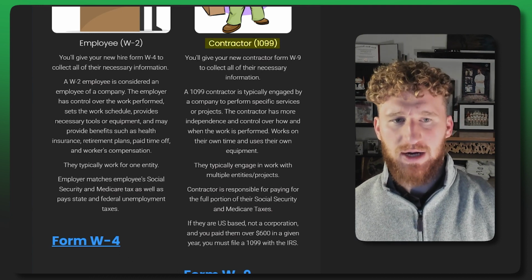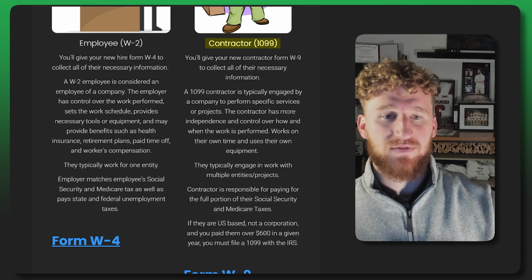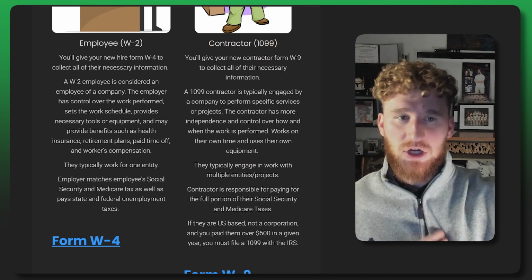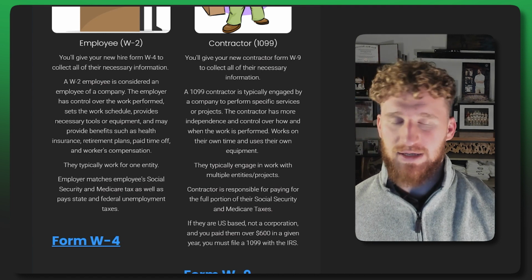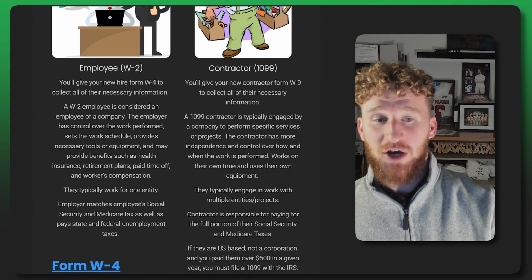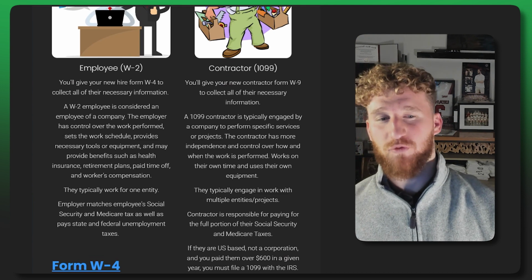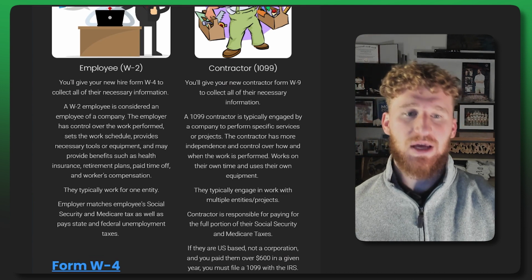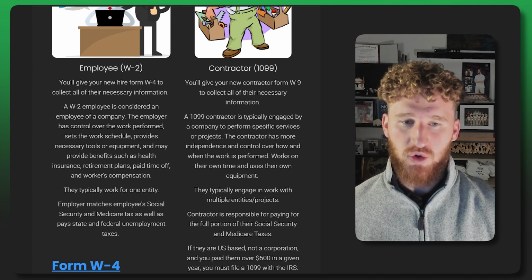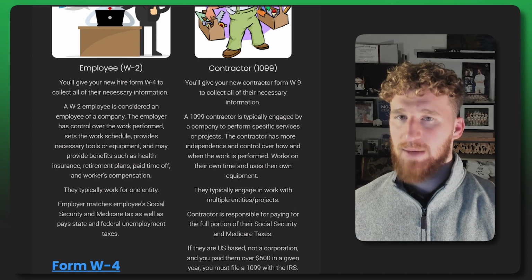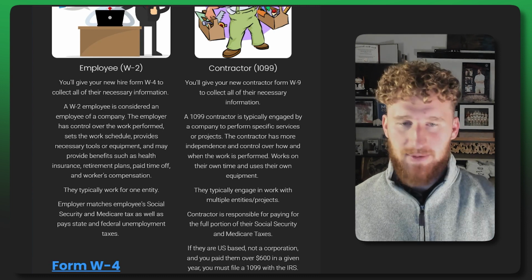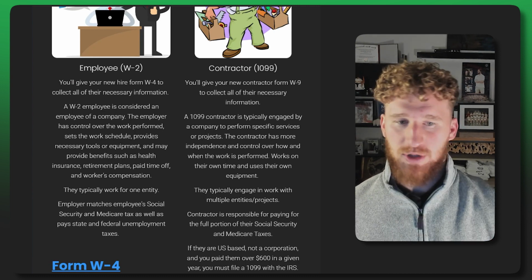And with a contractor, when you get a new contractor, you would give them the form W-9. This is the contractor form, basically the contractor version of the W-4 where you're collecting the necessary information. A 1099 contractor is typically engaged by a company to perform specific services or projects. The contractor has more independence and control over how and when the work is performed. So they're working on their own time and they're using their own equipment. Those are like the big, huge differences between contractor and employee.